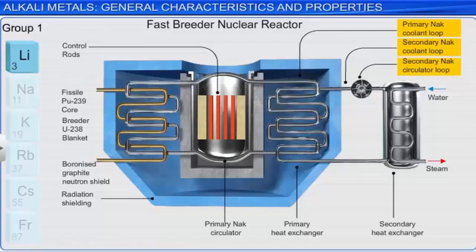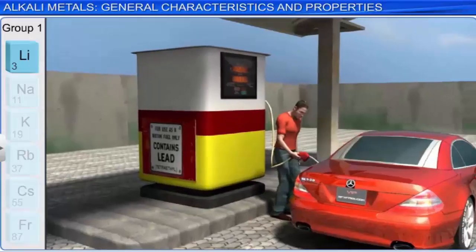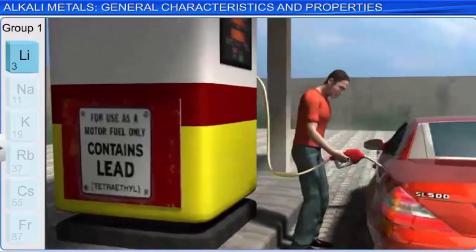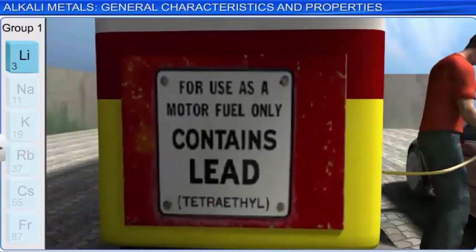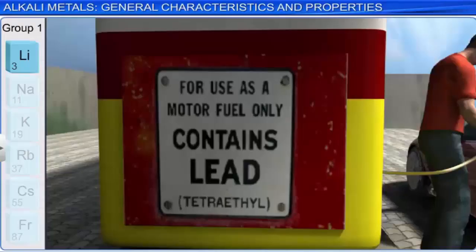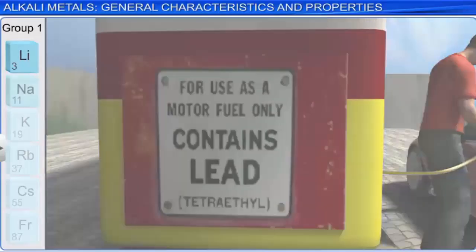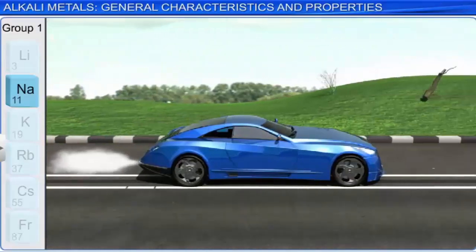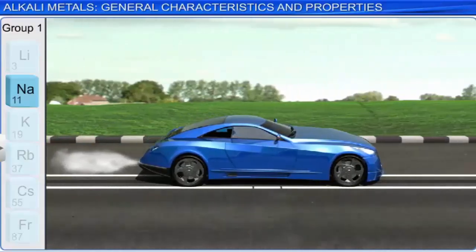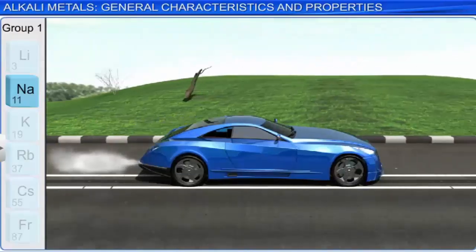Liquid sodium is used as a coolant in fast breeder nuclear reactors. At one time, a sodium-lead alloy was used to produce organolead compounds, such as tetraethyl lead, which was used as an anti-knock agent in automobile fuel. The use of leaded gasoline was phased out due to the environmental pollution that it caused.